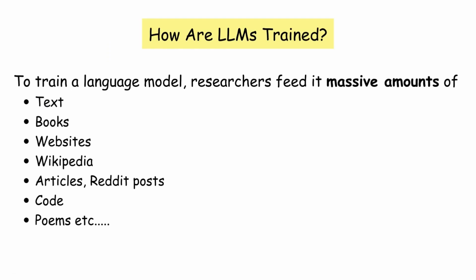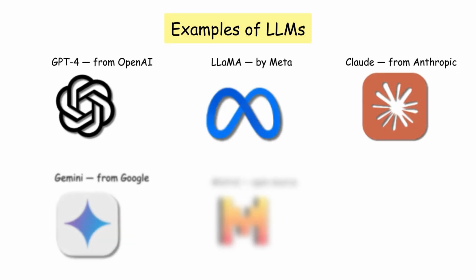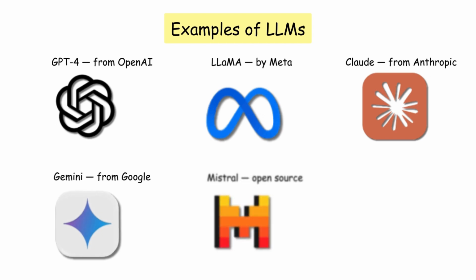Think of it like this. To train a language model, researchers feed it massive amount of text from books, websites, Wikipedia, articles, code, prompts, and so on. Example of LLM model is GPT-4, which is owned by OpenAI. We also have another one, Llama, owned by Meta. This is actually open source. These are all large language models. Different brain trained on different data, each with its own strengths.